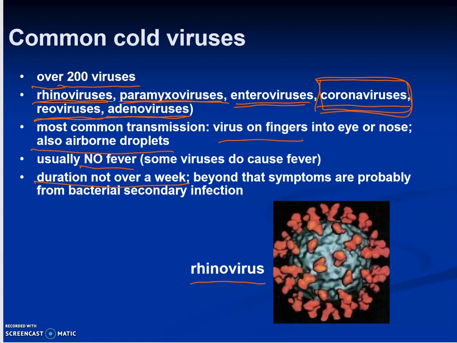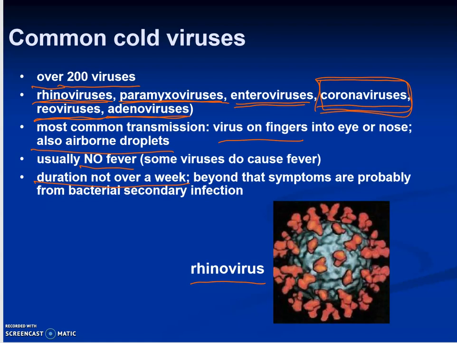Most common transmission would be the virus is on your hands, your fingers, then you touch your face with those fingers, and you get the virus into the eye, nose, mouth. All of these are portals of entry, and there you go, the virus is in, and then you get your cold.